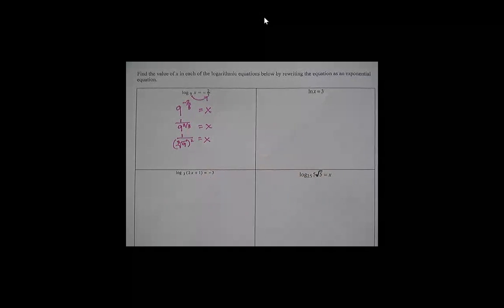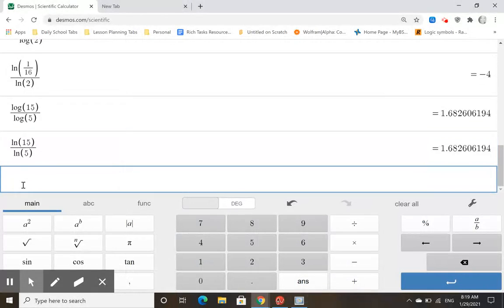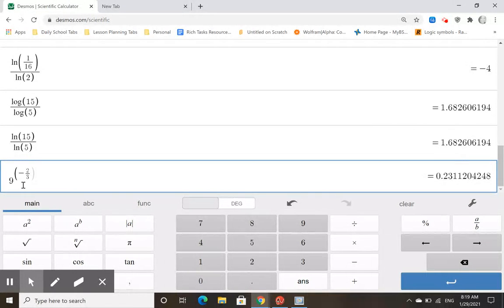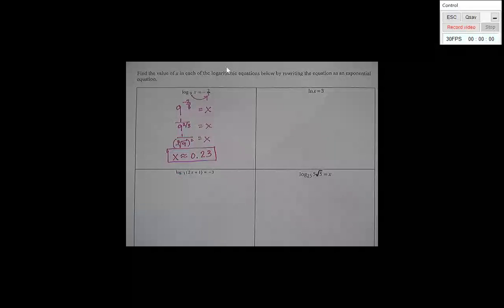So let's go to our calculator. And I'll just type it in the way it was written in the first place. 9 to the power of, and I'm going to put this in parentheses, negative 2/3. So I can see that x is a decimal, which is kind of where I was going with that. I was like, this is not going to be easy to calculate. So I can just say that x is approximately 0.23. They didn't tell me how to round, so I'm just going to round where I think I should.